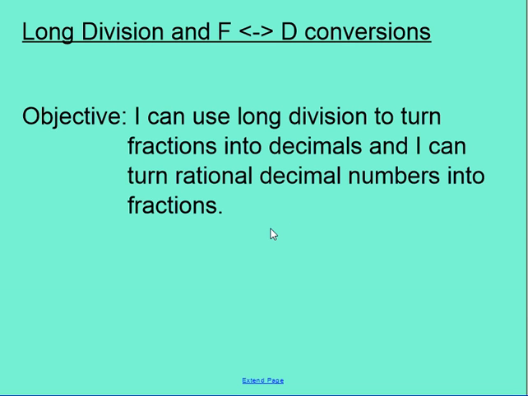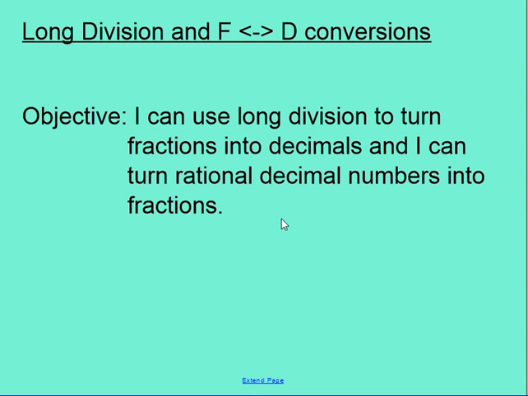Ladies and gentlemen, today's lesson is on long division and fraction and decimal conversions. I know that we've done long division before, but I wanted to do a little review because you need it for this upcoming test as well. It will also help those of you who are taking a retake on the Unit 1 test.